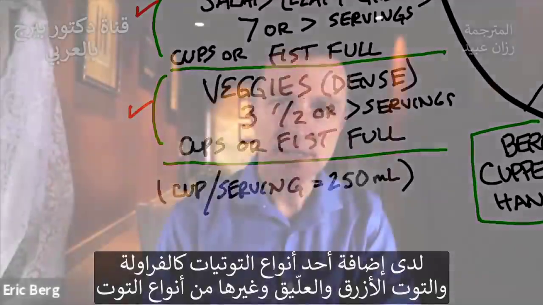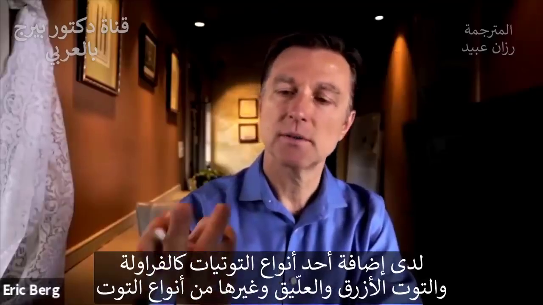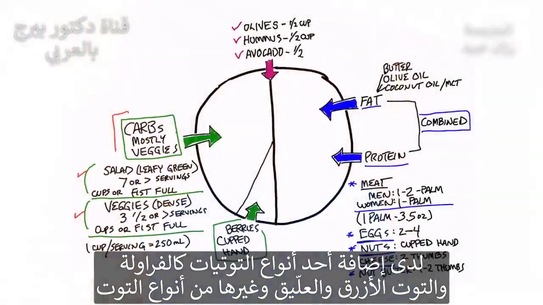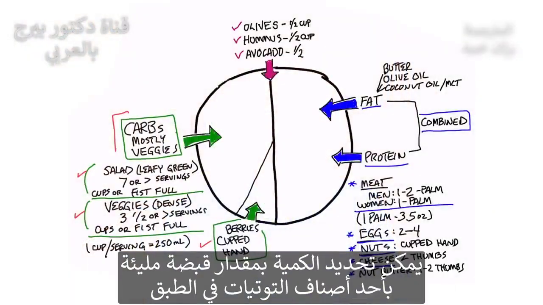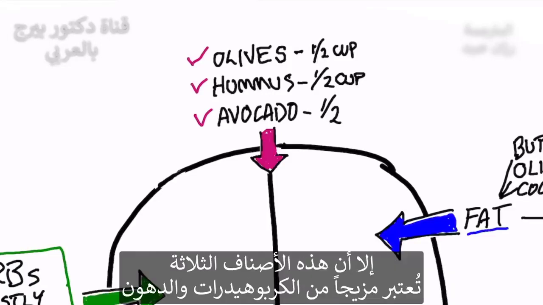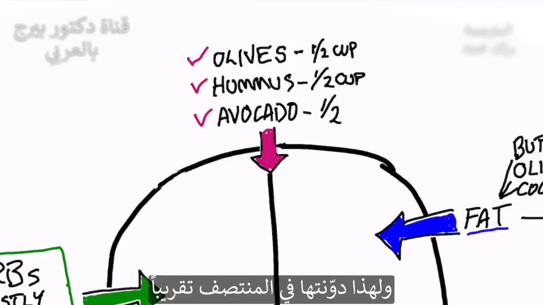Now, if we're going to add berries in there, strawberries, blueberries, and raspberries, and there's other berries as well, you can measure that by just having like a cupped handful of berries on your plate. All right, now other carbs, well, there's carbs in avocados, there's carbs in hummus, there's some carbs in olives, but those 3 have a combination of carbs and fats. So I put them right in the center there.